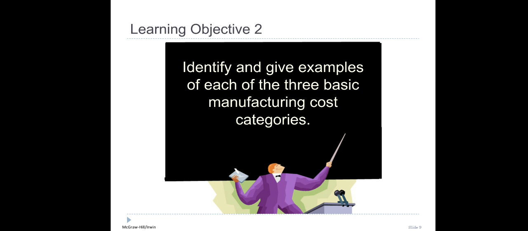When you learn about management accounting, most of the time we focus on manufacturing business. So manufacturing business means a business that produces something. So let's see, this is very important. So cost. Identify and give examples of each of 3 basic manufacturing cost categories.